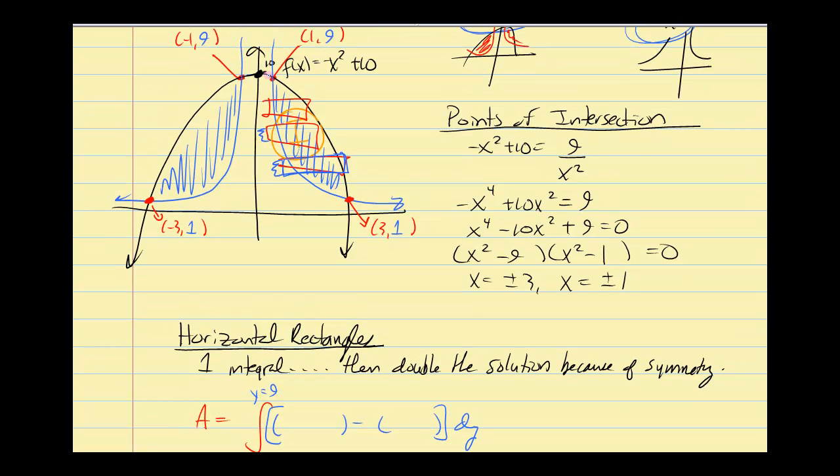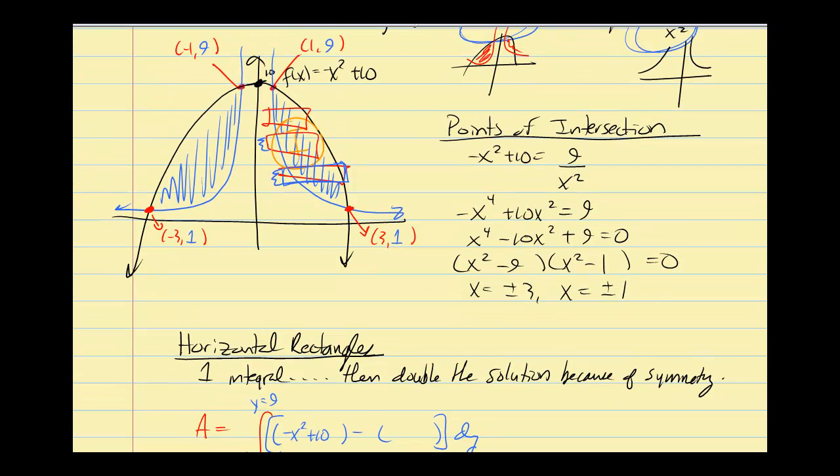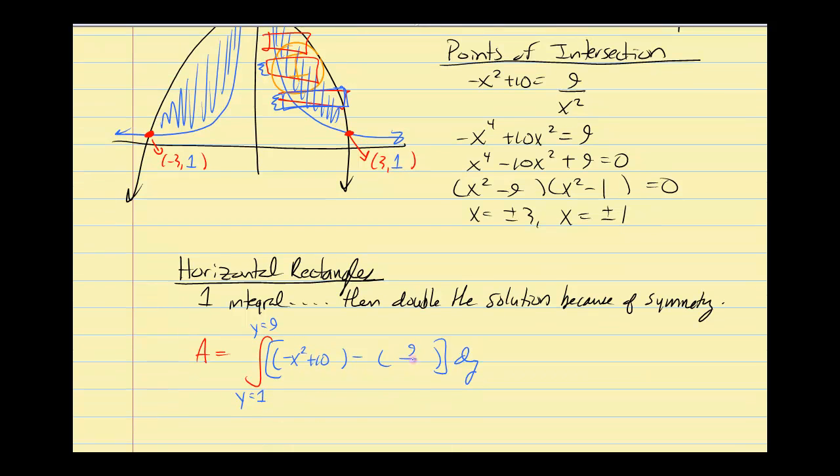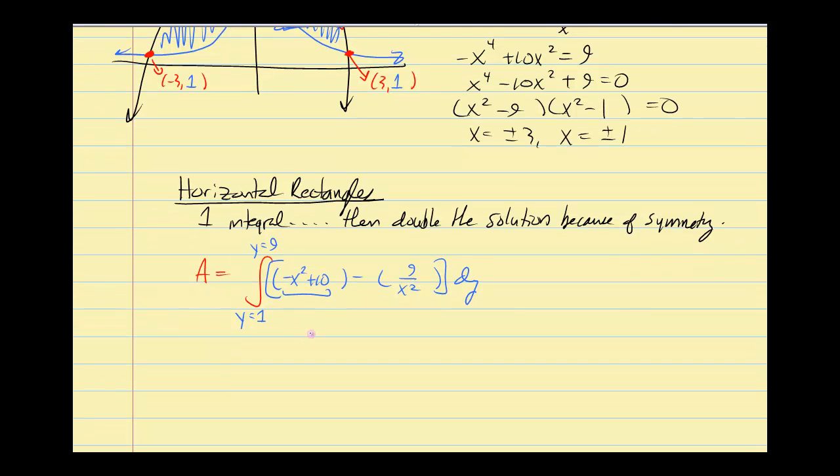So my right curve is the parabola. So that's negative x squared plus 10. My left curve is this function that's coming toward the x-axis. That's my 9 over x squared. And we're in trouble. This function is in terms of x, and everything has to be in terms of y. If you see your limits of integration and your incremental width of dy there, you can see that it has to be in terms of y.